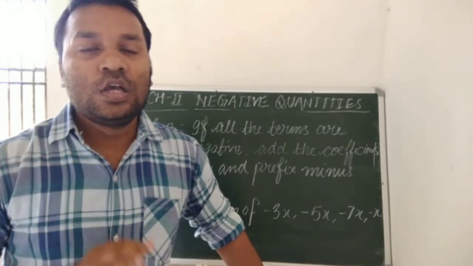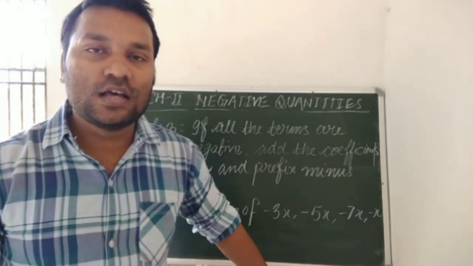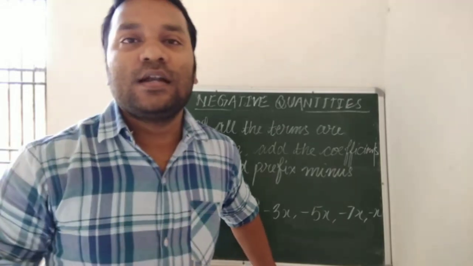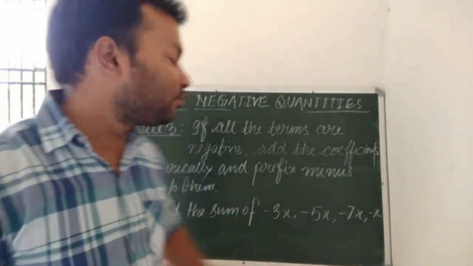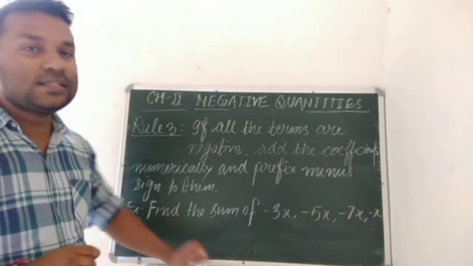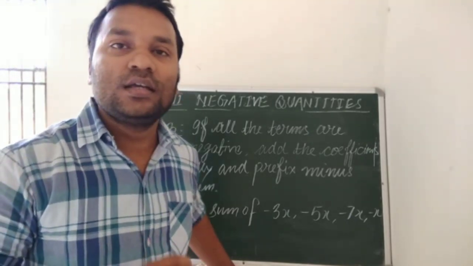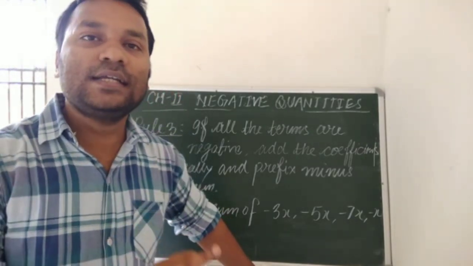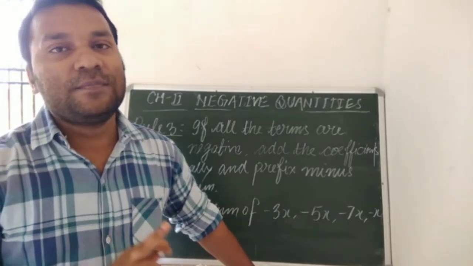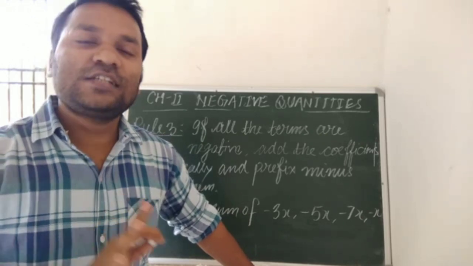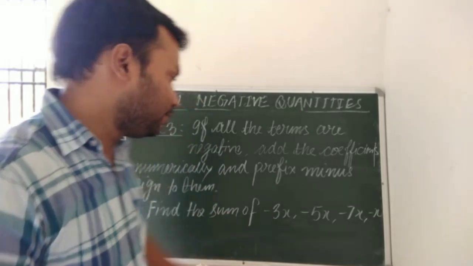Today we are continuing our chapter number 2, negative quantities. So far in this chapter we have discussed some rules, and in today's class we will discuss some more rules. Let's start from rule number 3. Rule number 3 is: if we are given some negative terms and we have to find their sum, then in order to get their sum we have to add their coefficients numerically and prefix the negative sign. Let's try to understand the meaning of this rule with the help of an example.